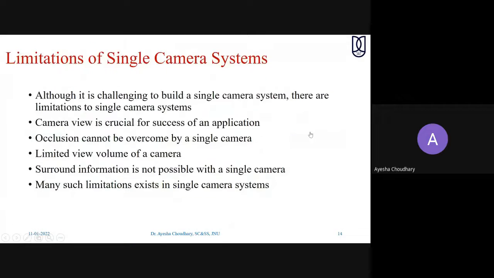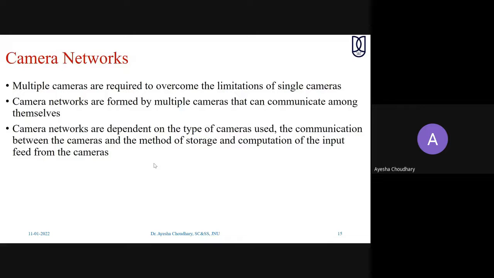So these are the limitations of occlusion, and then there's a limited view volume. You can only remain in the view of a camera for a certain time period, and once you are out of the view, we don't know what is happening outside of that view. So with a single camera, the surround information is not possible. So what we need is camera networks.